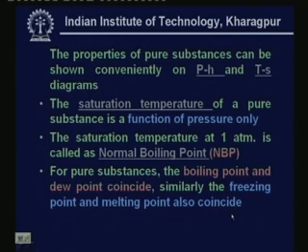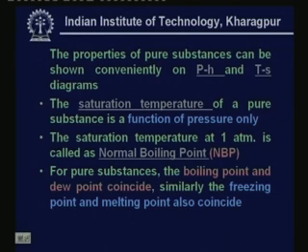Now, for pure substances, this is one peculiarity: the boiling point and dew point coincide. Similarly, the freezing point and melting point also coincide. That means if you keep the pressure constant and boil a liquid, then the temperature at which you find the first vapor bubble is some temperature T, and now you come in the reverse direction. That means you have a vapor and you are cooling it isobarically at the same pressure, and the temperature at which you find the first droplet of liquid is what is known as the dew point temperature, and the temperature at which you find the first vapor bubble is known as the boiling point. And for pure fluids, the boiling point and dew point coincide. Similarly, the freezing point and melting point coincide.